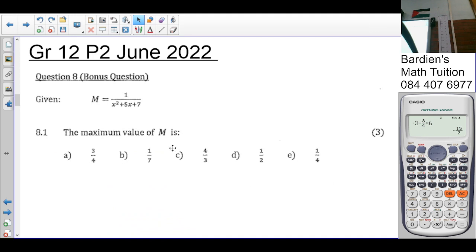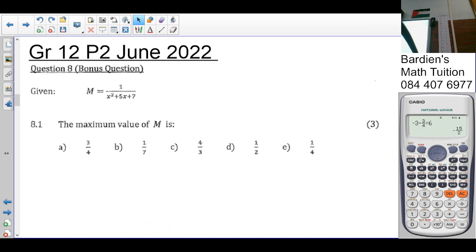Here the bonus question says that given m is equal to 1 over x squared plus 5x plus 7, the maximum value of m is. So the maximum value of this fraction will occur at the denominator's minimum value. So why? Because this is the reciprocal function. Okay?